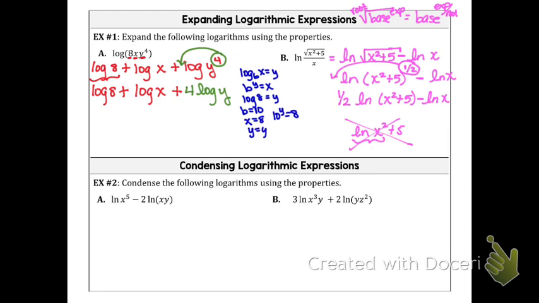All right, so let's see. We don't have anything being multiplied. We don't have anything being divided. We don't have any exponents. No radicals. We are in expanded form.